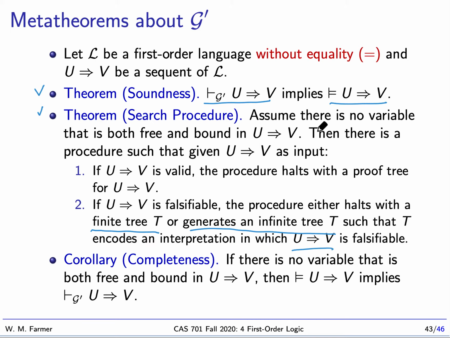Unfortunately, we can't go into detail about how this search procedure works, but this is a very interesting theorem. Compared to propositional logic, we had a search procedure, but that search procedure halts on all sequents. This will only halt on sequents that are valid. And then we have completeness. Again, if there's no variable that is both bound and free in our sequent, then if our sequent is valid, it implies that we can prove our sequent.